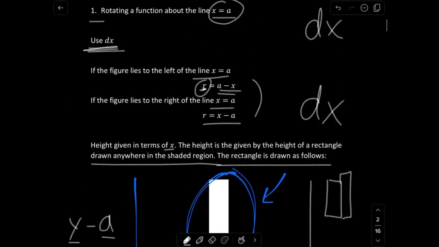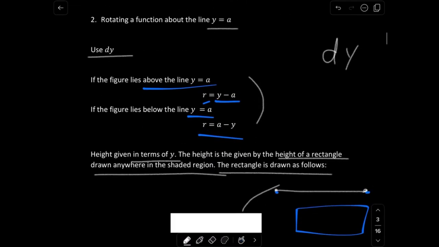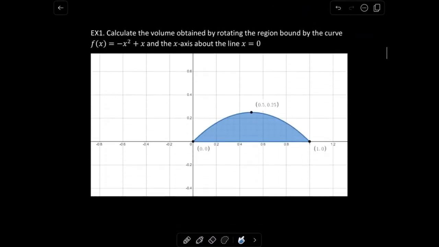Okay, and then if you have left and below, you'll know that it's a minus your variable. So let's take a look and prove that this actually works. If it lies to the right of the line, it's variable minus a. Then if it lies, where is above? If it lies above the line, it's variable minus a. That's what I want you to remember. So you don't have to memorize four things, just remember two. So let's go into an example and see how this is done.